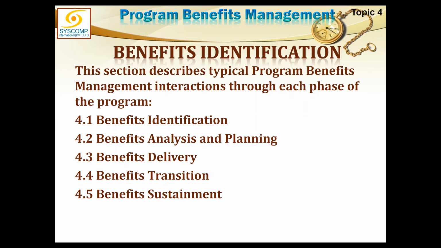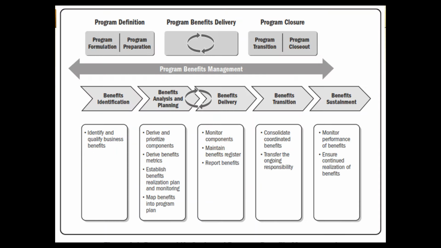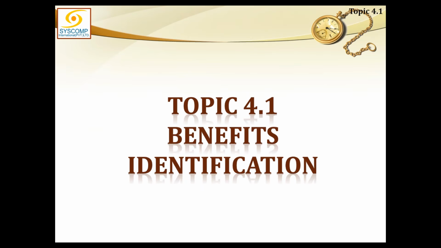So these are the 5 sections of this domain, as we have already seen in the index: benefits identification, analysis and planning, delivery, transition and sustainment. And in the previous diagram also you have seen these 5 sections, and we briefly defined what they do. Now, taking them one by one, program benefit identification.